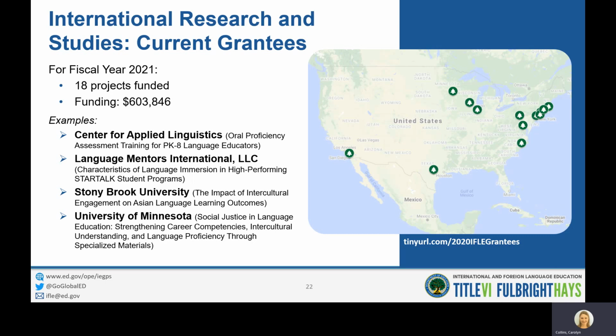8 language educators. An organization called Language Mentors International received a grant to study the characteristics of language immersion in high-performing StarTalk student programs. Stony Brook University has an IRS grant to look at the impact of intercultural engagement on Asian language learning outcomes. And the final example here is the University of Minnesota, which received a grant to look at social justice in language education, strengthening career competencies, intercultural understanding, and language proficiency through specialized materials.